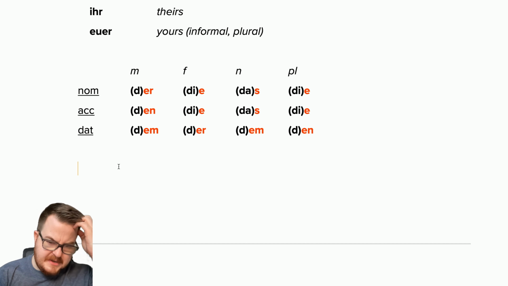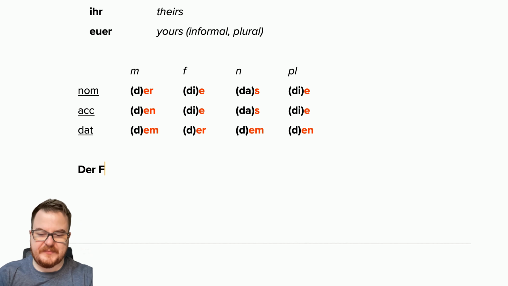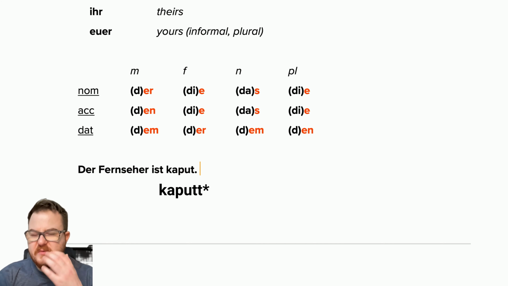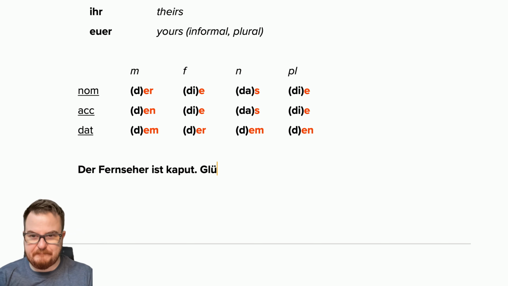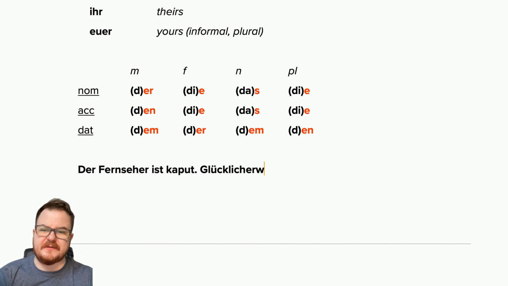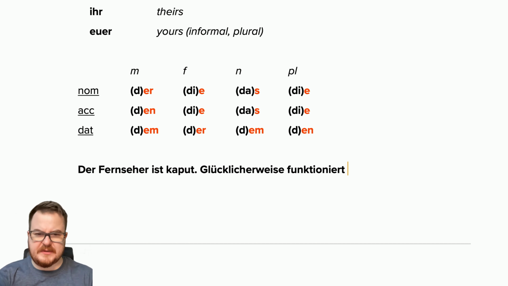What did I say? This TV is broken. Oh yeah, okay. So, der Fernseher ist kaputt. Anyone remember what I said in English? Was it that TV? The TV is broken. Glücklicherweise, unsere funktioniert. What did I say in English? Luckily, ours works. Isn't that what I said? Unsere. Okay.